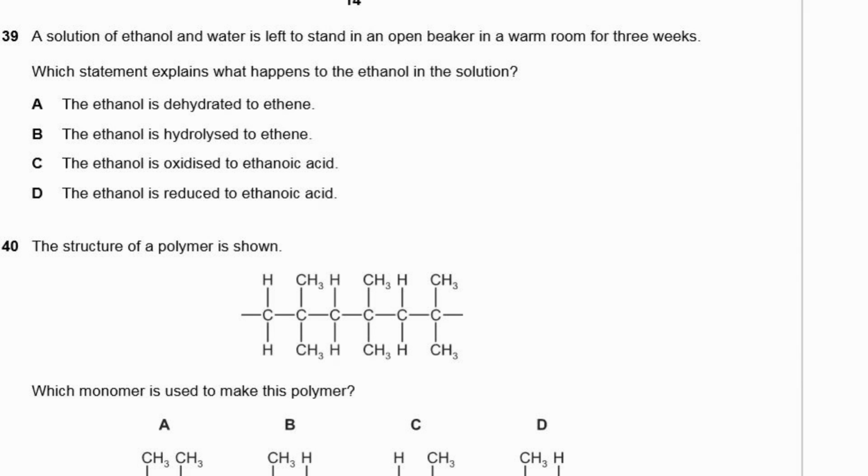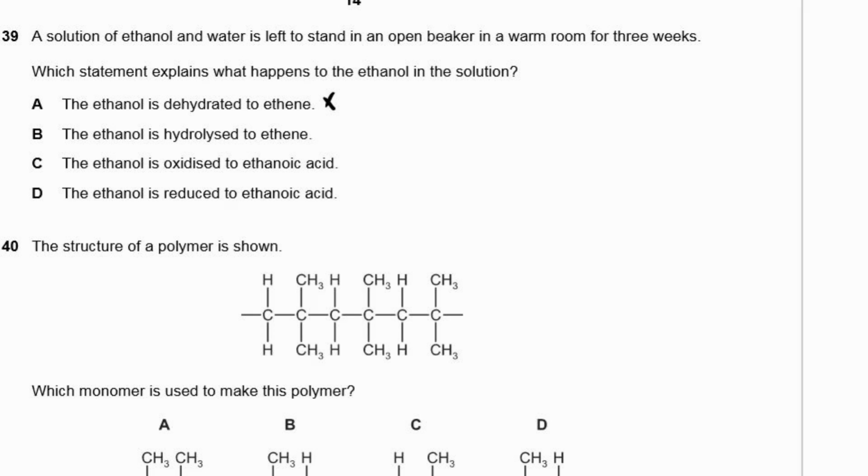Question 39. A solution of ethanol and water is left to stand in an open beaker in a warm room for 3 weeks. Which statement explains what happens to the ethanol in the solution? Okay, so the ethanol is dehydrated to ethene. Well, there's no reason for it to be dehydrated because it is mixed with water. So the water would have to completely evaporate first, and that doesn't make sense. Ethanol would evaporate before the water anyway. So it's not A.